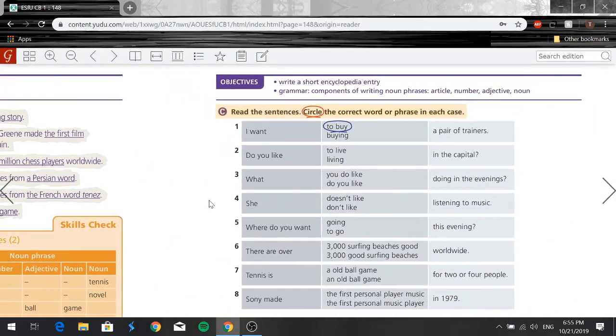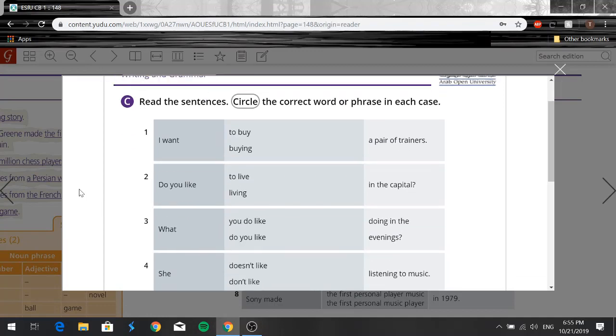Right, so here we're going to choose the correct word or phrase in each case. So let's take a look here. Here we have one, I want to buy or buying a pair of trainers. Well, we're going to say to buy. Why? Because it's an infinitive for the second verb after want in this case. Okay, so I want to buy a pair of trainers.